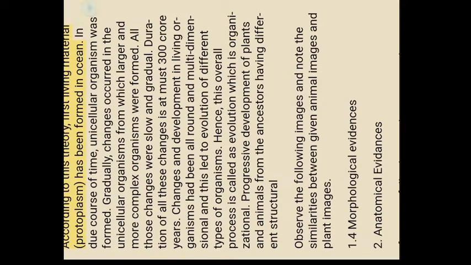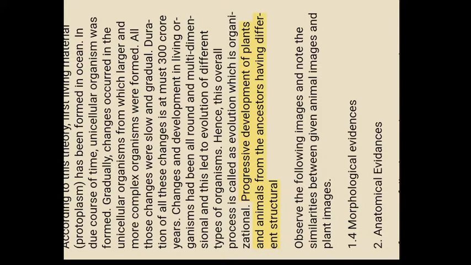According to this theory, the first living material, protoplasm, was formed in the ocean. In due course of time, unicellular organisms were formed. Gradually, changes occurred in the unicellular organisms from which larger and more complex organisms were formed. All those changes were slow and gradual. The duration of all these changes is at most 300 crore years. Changes in development in living organisms have been all round and multi-dimensional, and this led to the evolution of different types of organisms. Hence, this overall process is called evolution, which is organizational.